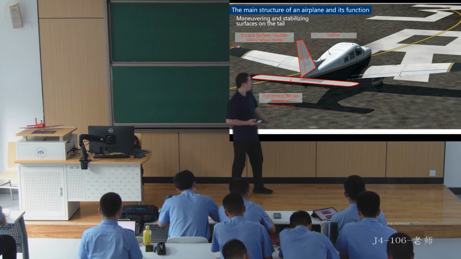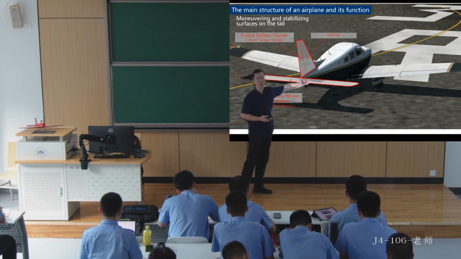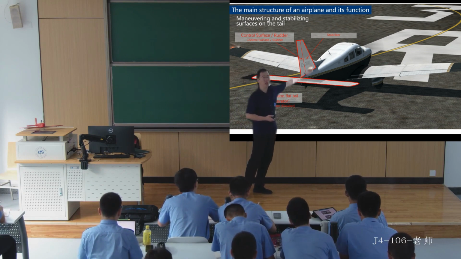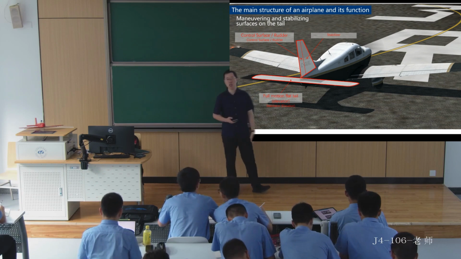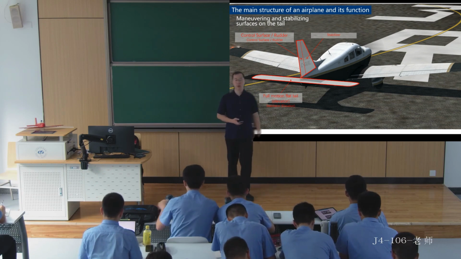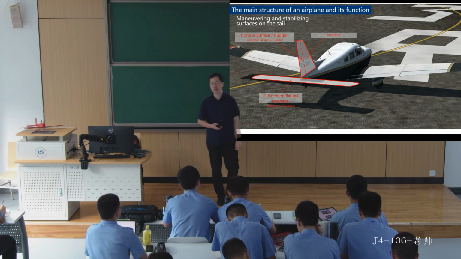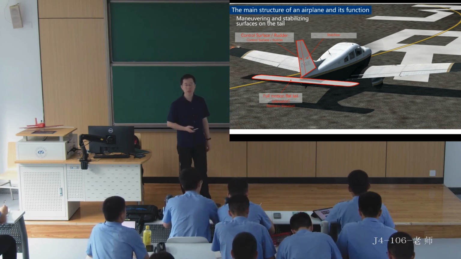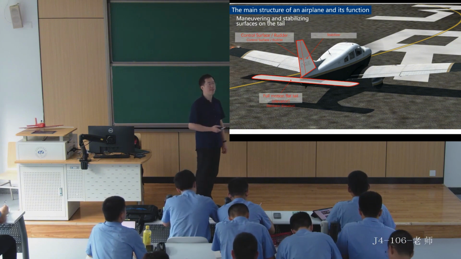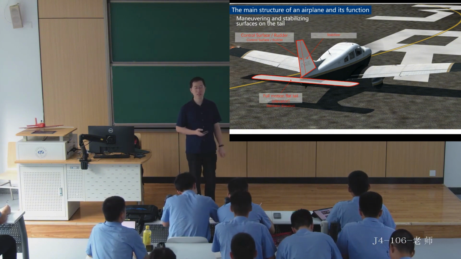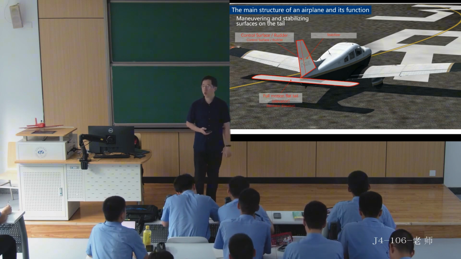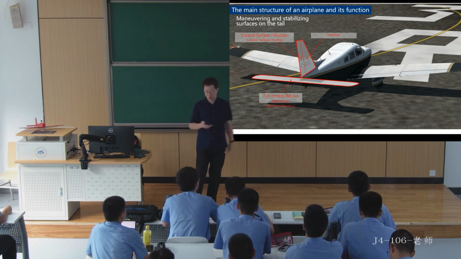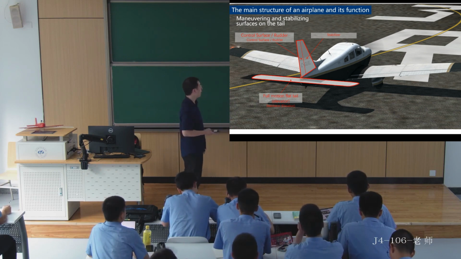Whereas for regular aircraft, like the vertical stabilizer, part of it is fixed and part of it is movable. So which part can be controlled? We call it the elevator. What is the elevator used for? To control the pitch attitude of the aircraft, right? Okay, let's continue.